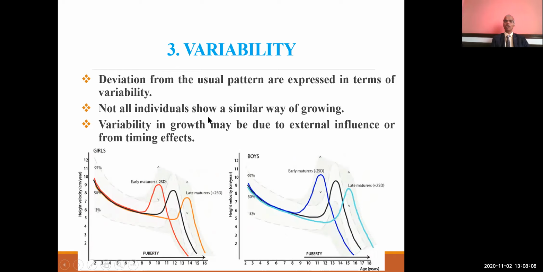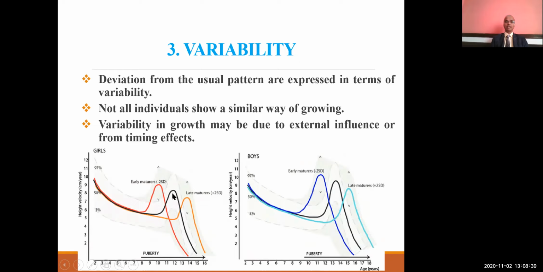So not all individuals show a similar way of growing. It varies from individual to individual. Like in this, first child is early maturer and this is late maturer. Here boys, it is early maturer, it is late mature.